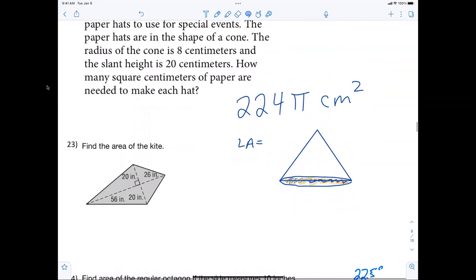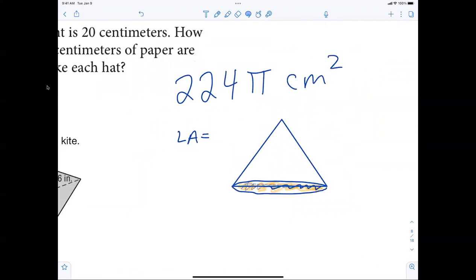So our lateral area for our cone is going to be what? What's the formula? Isn't it like one half something? What's the lateral area of a cone? See, Andrew, you're not the only one confused. What is it? Tell them.